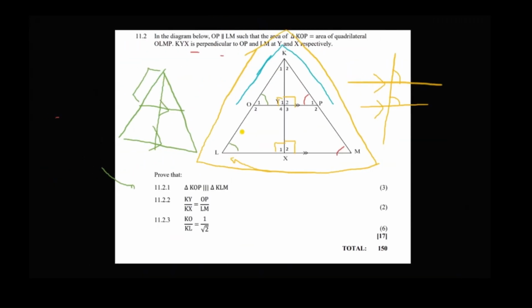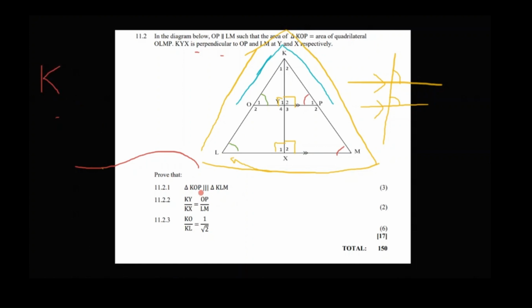Then for question 11.2, we have to prove that KY over KX equals OP over LM. Now, please remember, guys, a lot of students forget. This is why Euclidean can be so easy if you just follow a few steps. The minute you prove that two triangles are similar to each other, you need to go back and write down their ratios, okay? So what I'm going to do is go back and write down their ratios. How do you write down the ratios?